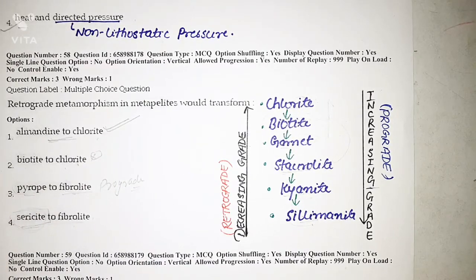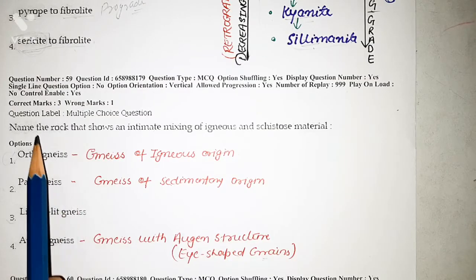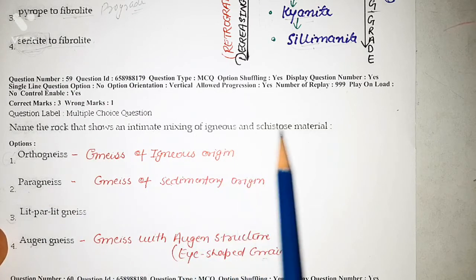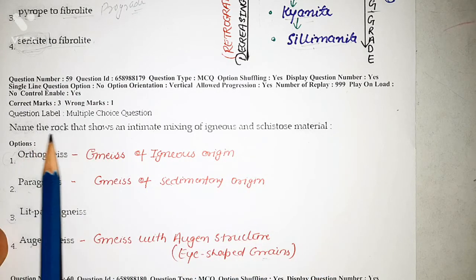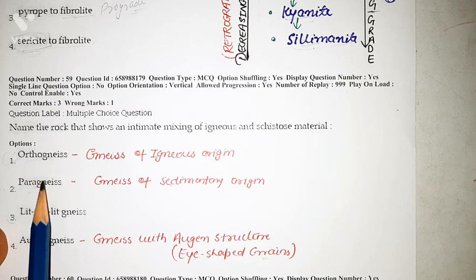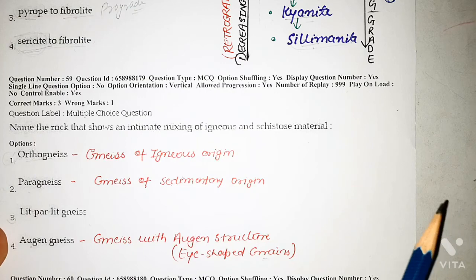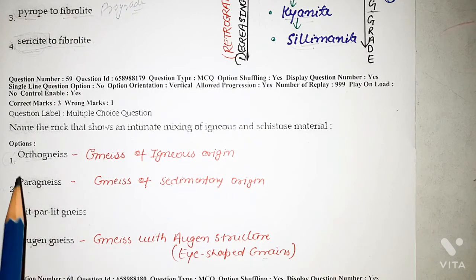Next question is, name the rock that shows an intimate mixing of igneous and schistose material. First of all, you should know the definitions of orthogneiss, paragneiss, lit-par-lit gneiss and augen gneiss. First one is orthogneiss. Orthogneiss is composed of two words, ortho and gneiss. Ortho means of igneous origin, that is, gneiss formed from metamorphism of igneous rock. In paragneiss, para indicates sedimentary origin, or the gneiss which is formed from sedimentary rock.